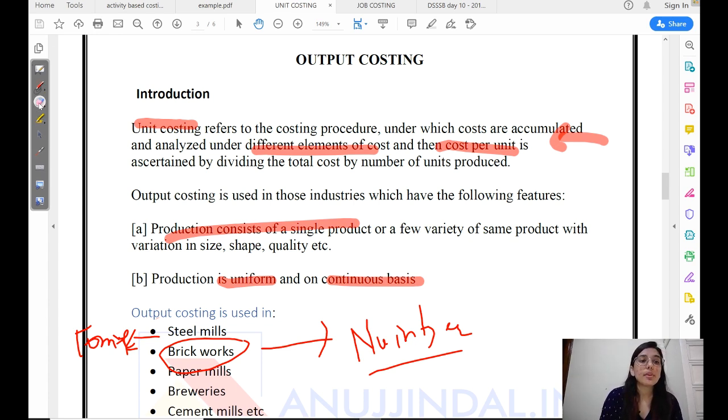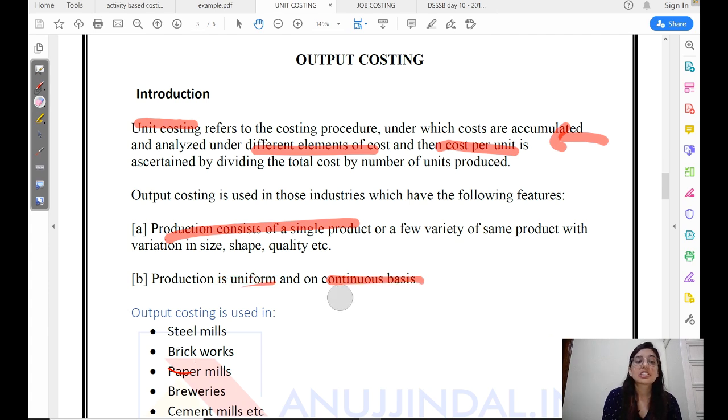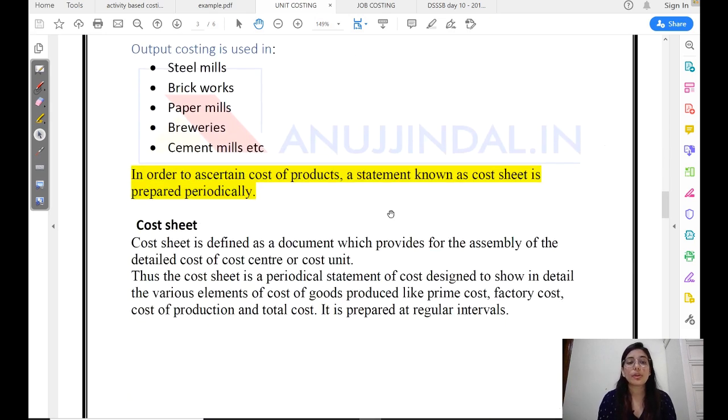Also, you need to remember, guys, that the different industries where unit costing is used are steel mills, brick works, paper mills, then cement mills, breweries, right? So these are some of the examples which you need to remember.